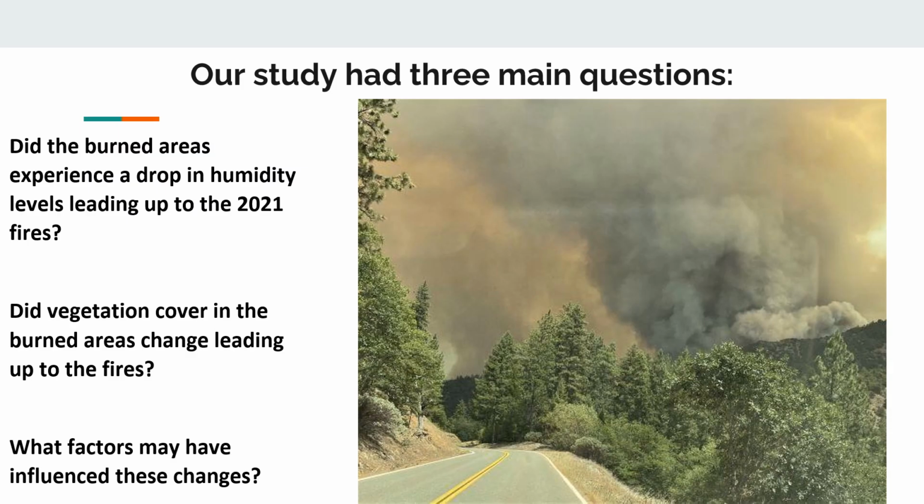So our study gets at three essential questions, all of which are very much interrelated. Essentially, what we were curious is if we could measure any kind of discernible trend in NDVI or NDWI in the land that would burn in 2021 during the years preceding each of the two fires that we look at. Did vegetation cover change, and what factors might have led to these changes if they occurred?